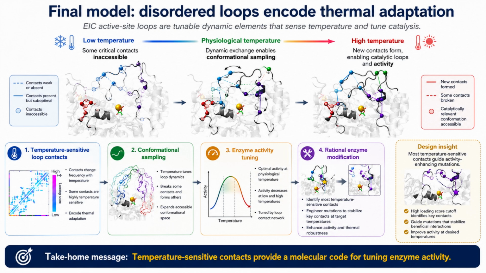Together, these results show that disordered catalytic loops act as tunable dynamic elements. Temperature-sensitive contacts provide a molecular code that links sequence, loop dynamics, and enzyme activity.